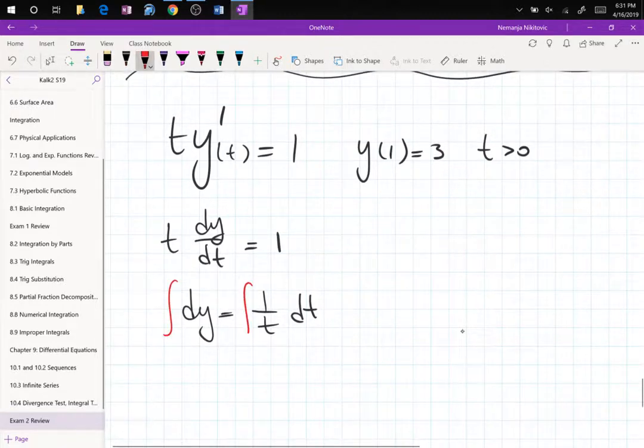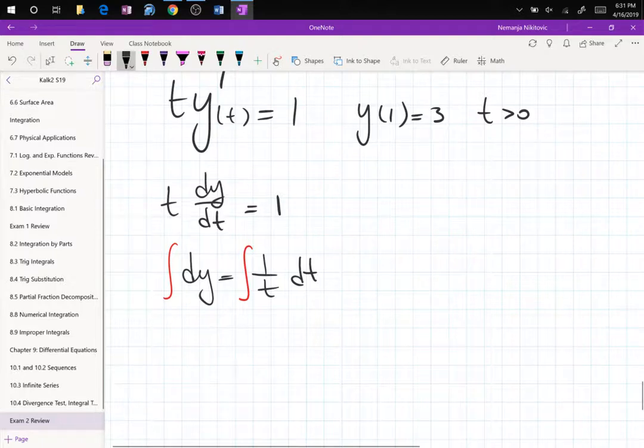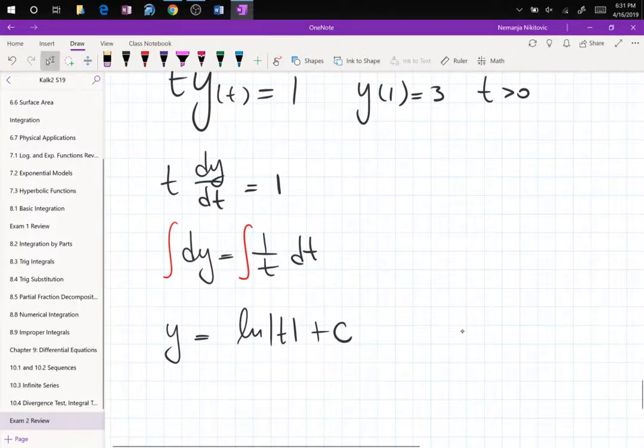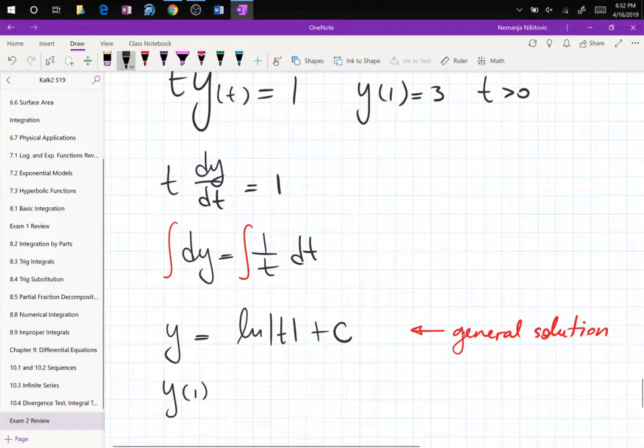Integrate both sides. y is equal to ln absolute value t plus c. So now, this would be the end of the story because this is what we call the general solution. However, we do have the initial condition that y of 1 is equal to 3.